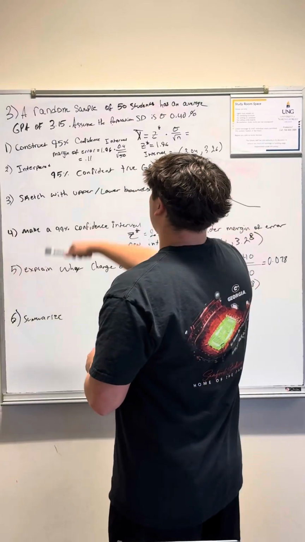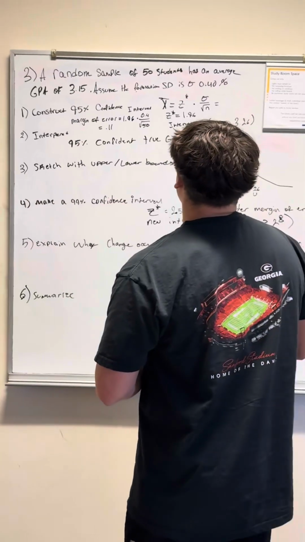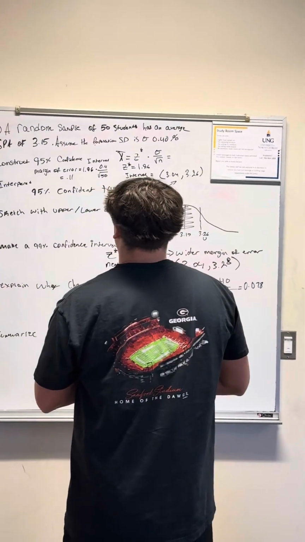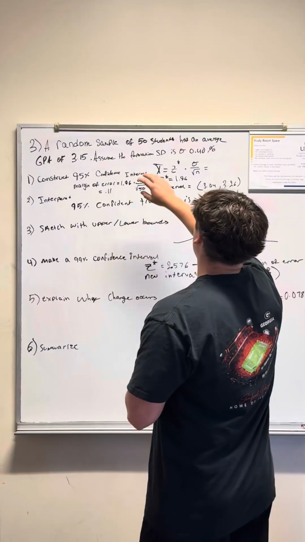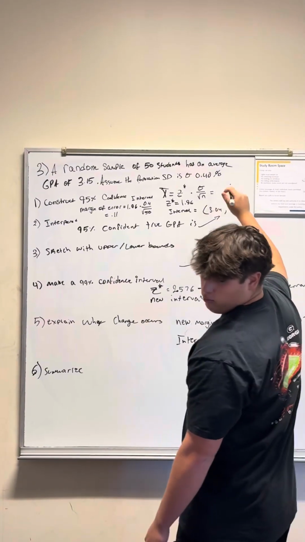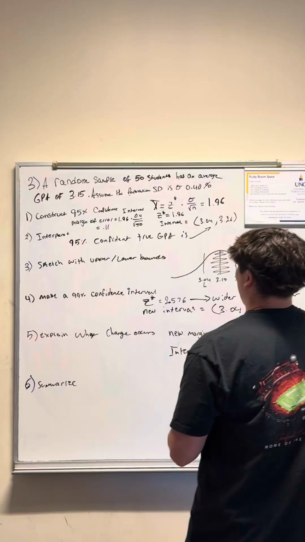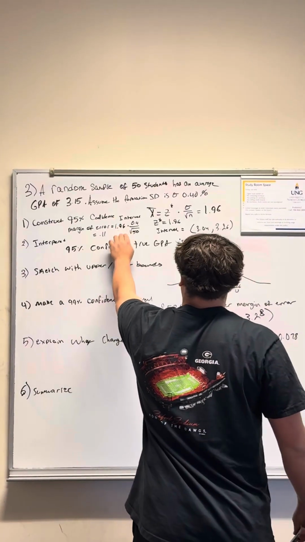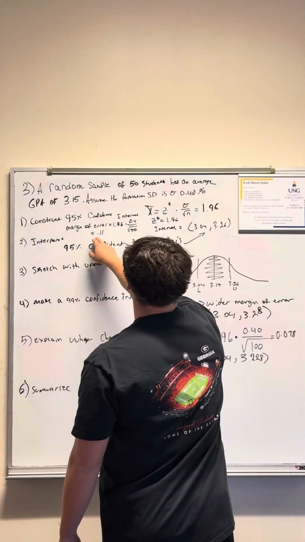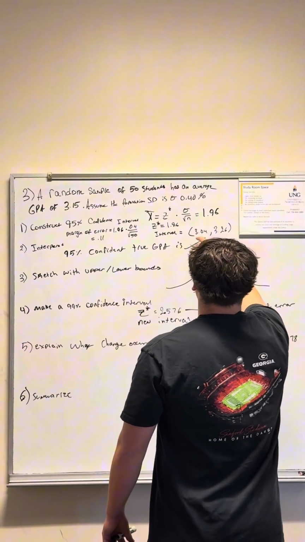All right, so the third problem: a random sample of 50 students has an average GPA of 3.15. Assume the population standard deviation is 0.4. For number 1, it's asking us to construct a 95% confidence interval. As you can see, I've already done it right here with this formula, and that gives us a z of 1.96. Then it's asking us to find the margin of error. So we plug into this equation, 1.96 times 0.4 over the square root of 50, which gives us 0.11. And then we find our interval.